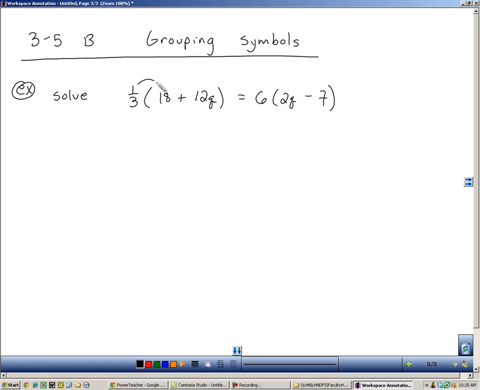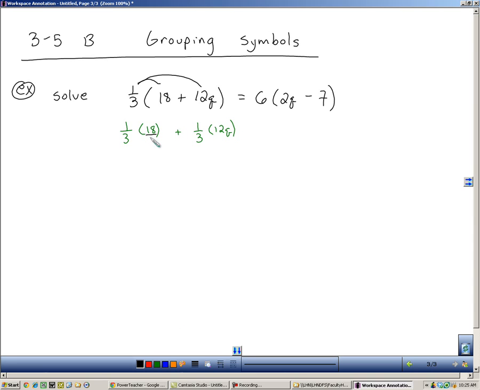So I'm going to distribute the 1/3 to both of these terms. You don't have to write this next step out if you don't need to, but I'm just going to write it to help those that really don't quite understand the distributive property yet. So really I'm going to multiply 1/3 times 18, and I'm going to multiply 1/3 times 12q. Well, let's see what happens when we do that.